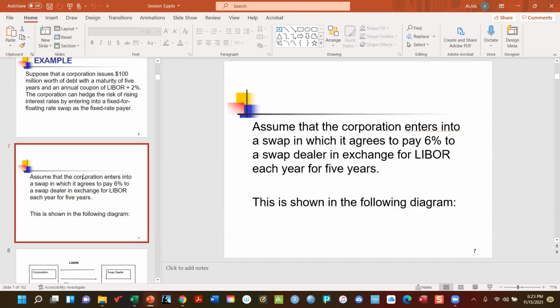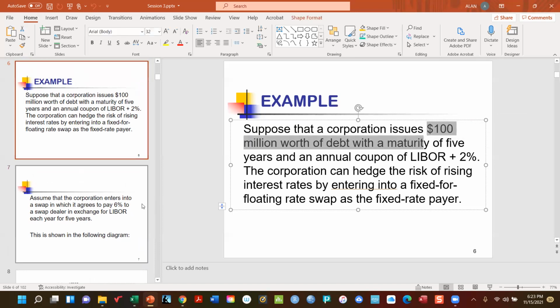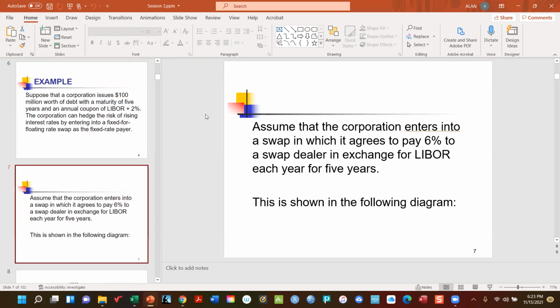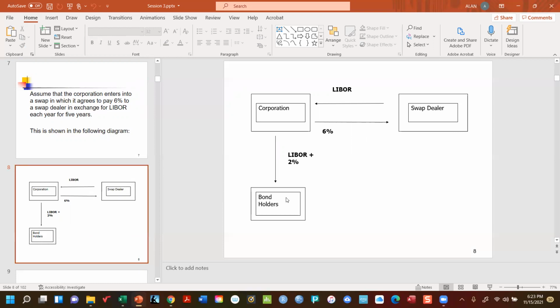All right, so here's a quick example. Now the corporation agrees to pay to a dealer 6%. Now that would be based on this $100 million notional principal. That's the notional. To a swap dealer in exchange for LIBOR every year for 5 years. All right, so the down arrow to the bondholders, that's the LIBOR plus 2% that we promised them. We're now getting into the swap with the dealer. They pay us LIBOR and we pay them 6%. So again, let's just keep it simple and assume that this happens once a year.